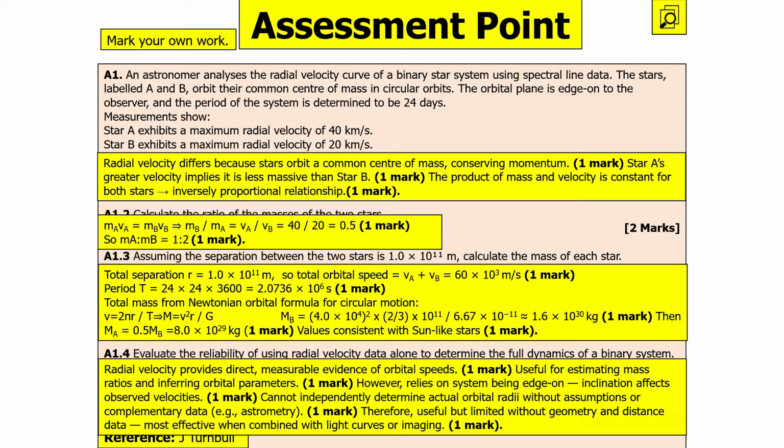It does rely on the system being edge-on, as inclination affects observed velocities. We can't independently determine actual orbital radii without different assumptions or different data, so it's useful but limited without geometry and distance data, so you've got to combine with other things, such as light curves.